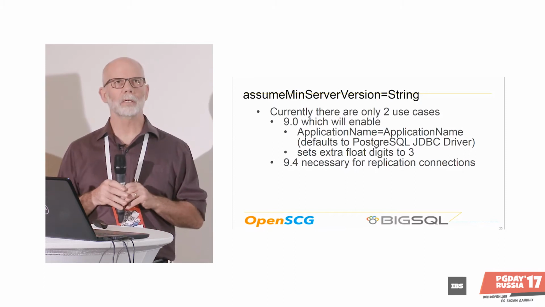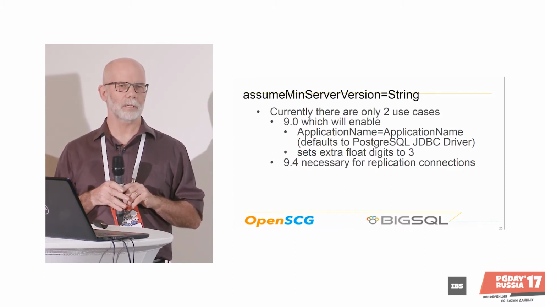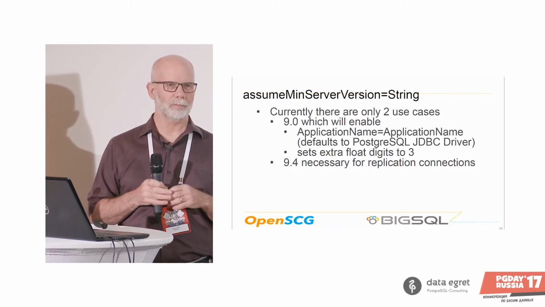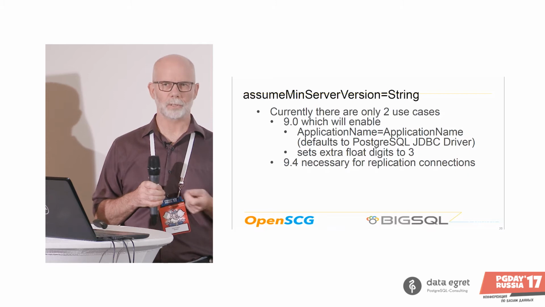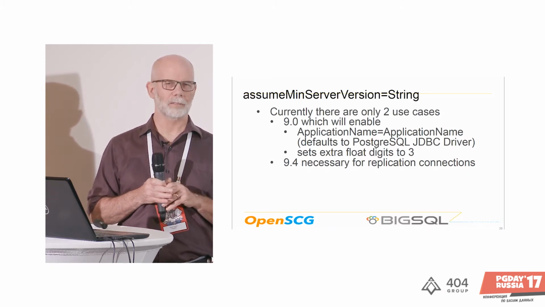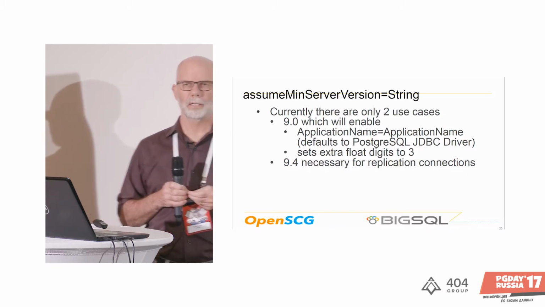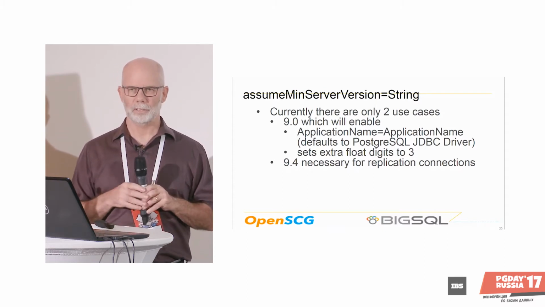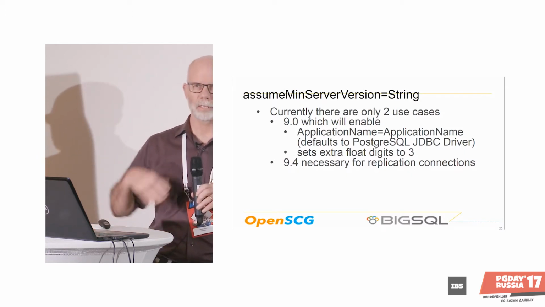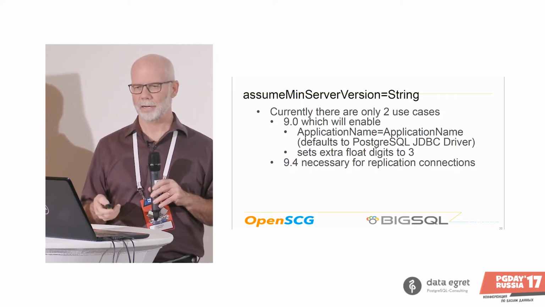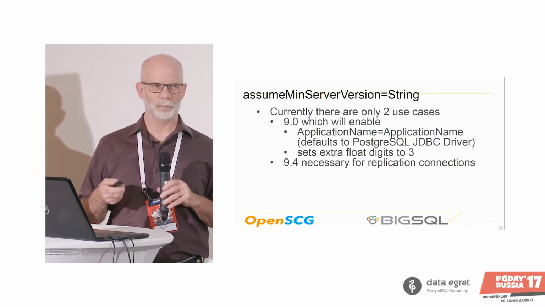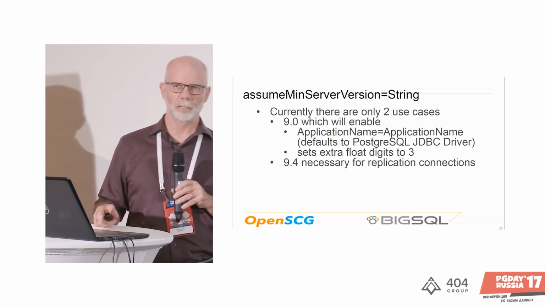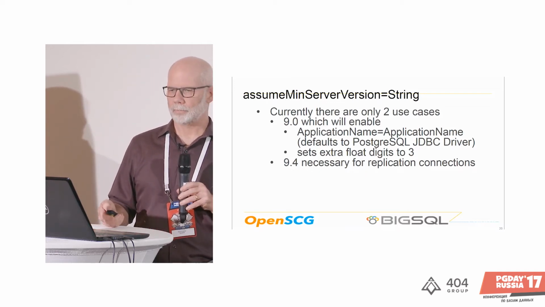This is more to enable features in future versions of Postgres. One of which I can see happening is in Postgres 10. I'm not sure who is in the Scram talk by Heikki, but Scram is going to be available in Postgres 10. So we'll be able to enable or disable Scram authentication using assume minimum version equals version 10, and that will turn on Scram for us in the driver. But it'll be useful for other future enhancements in the driver or in the server that we haven't anticipated yet.